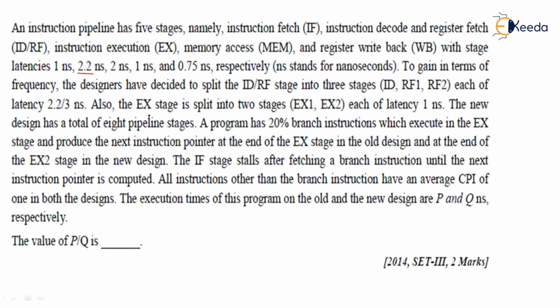Also, the EX stage is split into 2 stages. They split the EX stage also, EX1 and EX2, each of latency 1 nanosecond. The new design has a total of 8 pipeline stages. That means the new design does have 8 pipeline stages. A program has 20% branch instructions. We'll come to this part later. First, we will have a look at this.